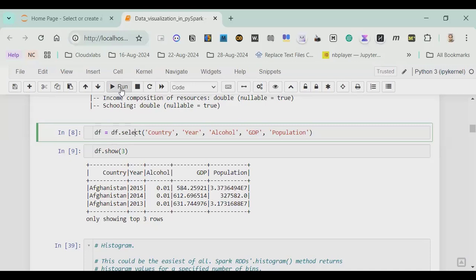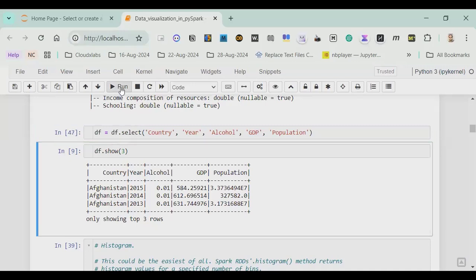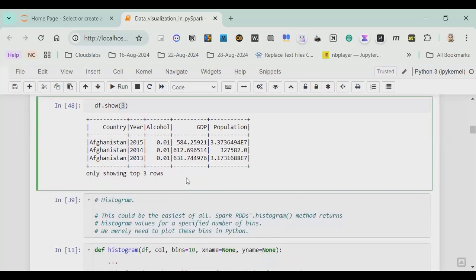Now I just run it. It's stored, and just look at the data here. These are the 3 rows which I requested, and we got the 3 rows with limited columns.